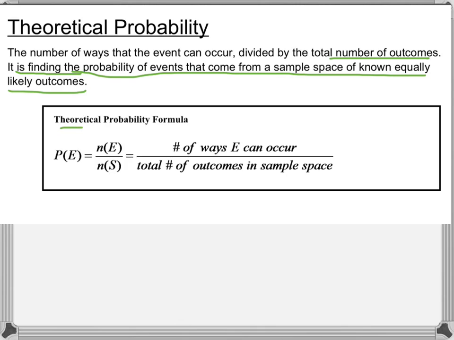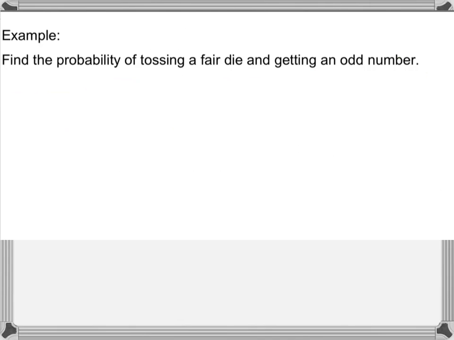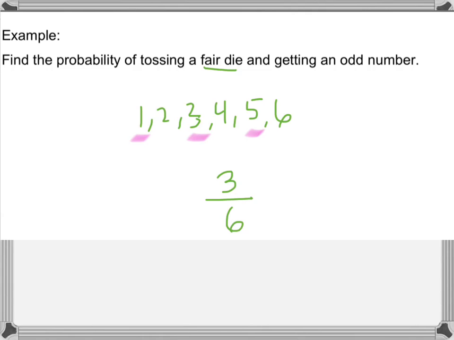Okay, so to find this probability, we look at the number of ways an event can occur over the total number of outcomes in a sample space. So let's do an example here. So for example, find the probability of tossing a fair die, we're going to talk about fair in a minute, and getting an odd number. So on a 6-sided die, there's the numbers 1 through 6. Okay, so odd numbers are 1, 3, and 5. So the event of getting an odd number happens 3 times out of 6 possible times.